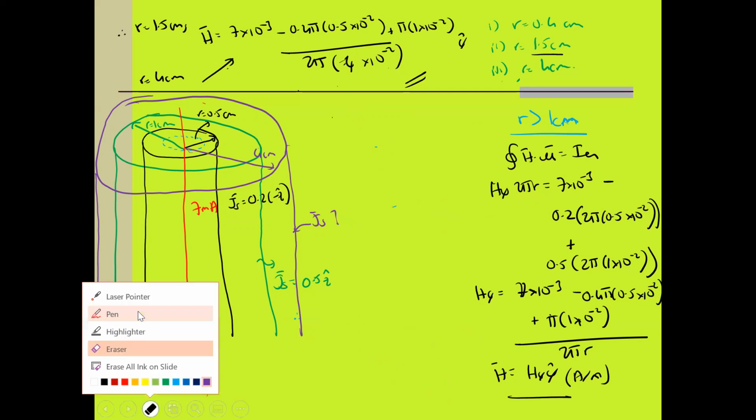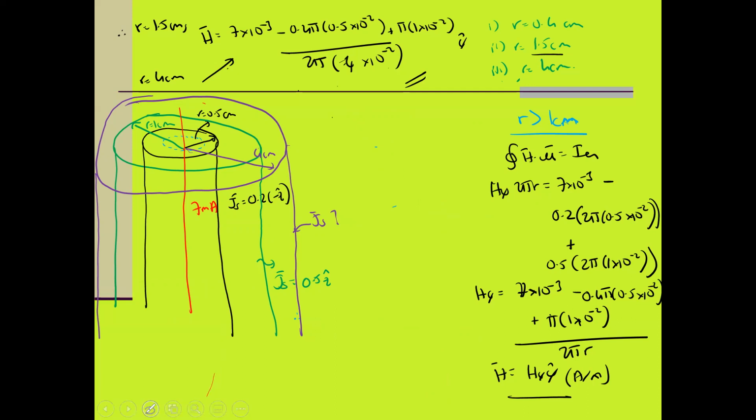Given the question, we need to see that the region of interest will be R bigger than 4 centimeter. That should be our region of interest. Based on this, we can write Ampere's circuital law. The question is what should be the current located here at 4 centimeter radius. This will be our Ampere loop for the radius R bigger than 4 centimeter.